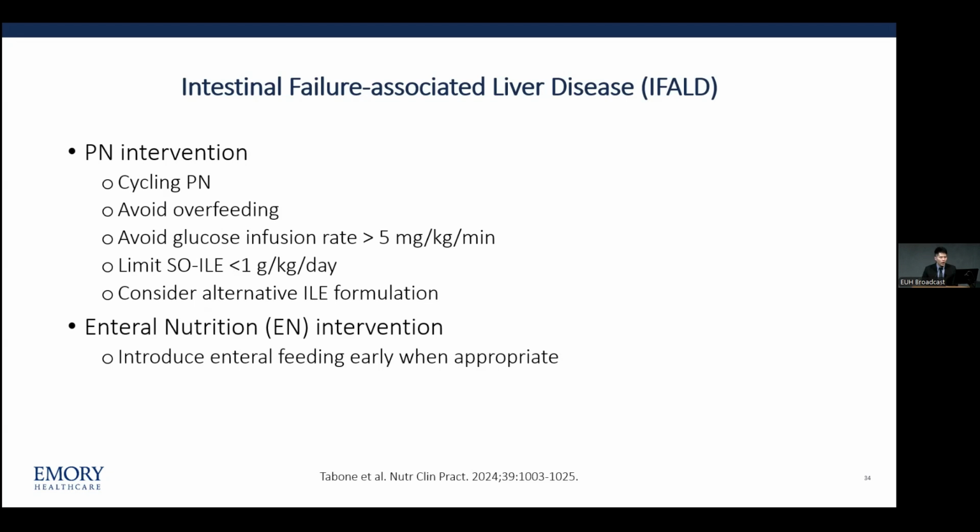For IFALD prevention and treatment, there are two types. There are PN interventions and EN interventions. For PN intervention, you want to cycle the PN like hypertriglyceridemia. You want to cycle it between 12 to 18 hours. You want to avoid overfeeding. Avoid giving glucose infusion rate more than 5 milligrams per kilogram per minute. You also want to limit the soy ILE to less than 1 gram per kilogram per day. You also want to consider alternative ILE formulation.